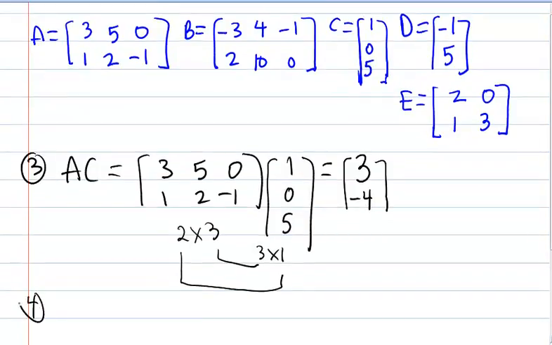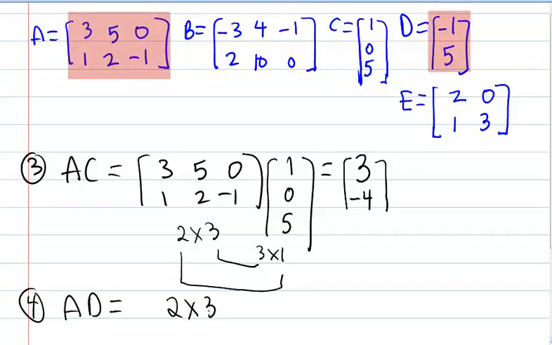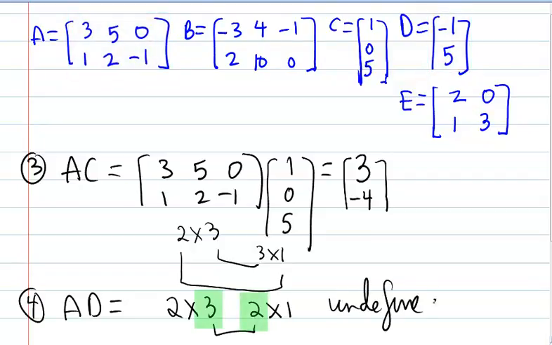Number 4, what about A times D? Let me just jot down the dimensions here. A is a 2 by 3, and D is a 2 by 1. These dimensions don't match up, so that product is undefined.